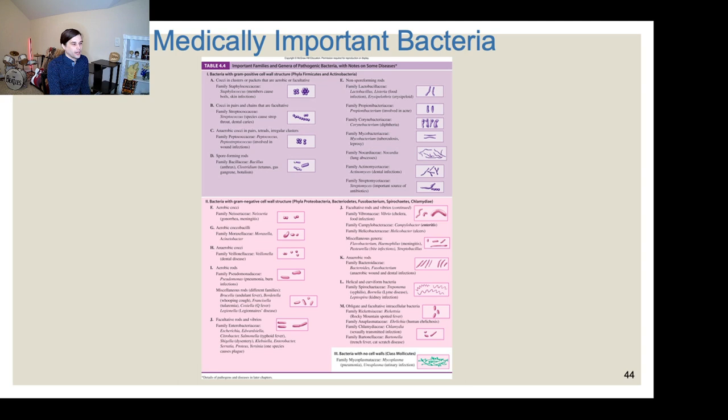Some very important bacteria in the medicine world that you'll probably encounter if you end up as a nurse or a doctor or something like that. Once again, I don't recommend memorizing these charts. Just take a glance at them, but don't memorize them.